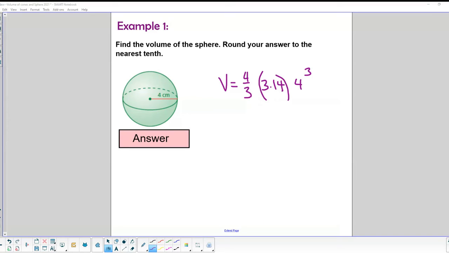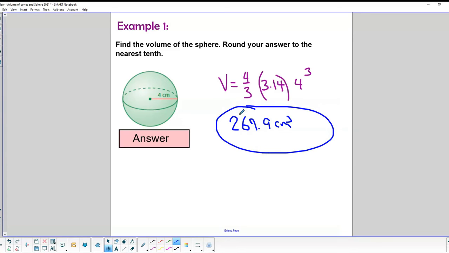4 to the third power would be just 4 times 4 times 4. And I'm kind of doing this backwards because that's a little easier in this case. Times 3.14, so times pi. And now to multiply it by 4/3, I'm going to times it by 4 and then divide it by 3. And there's my number. Then we want to round to the nearest tenth. So that's going to make this 267.9 centimeters cubed.